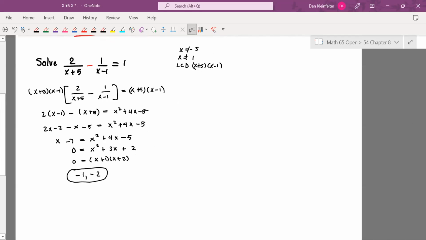All right, so that will do it for this part of our look at solving rational equations. I do have some more examples to come, but we'll stick those in another video.